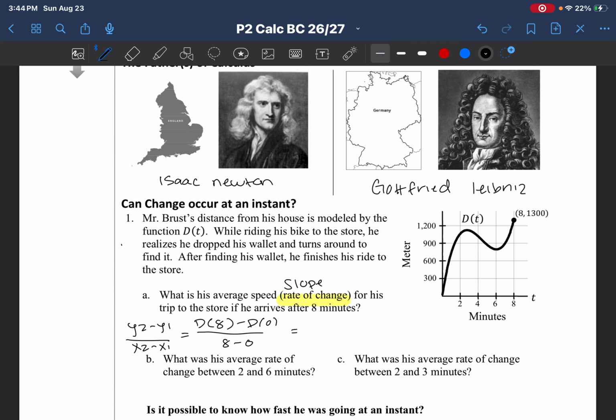So then looking at the graph, we see that d of 8 is right here, so about 1,300 meters. So we have 1,300 meters minus, and then of course their starting value at 0 minutes is going to be 0 distance. Okay, all over 8 minus 0. And so we have 1,300 divided by 8, which is 162.5 meters per minute. Okay.